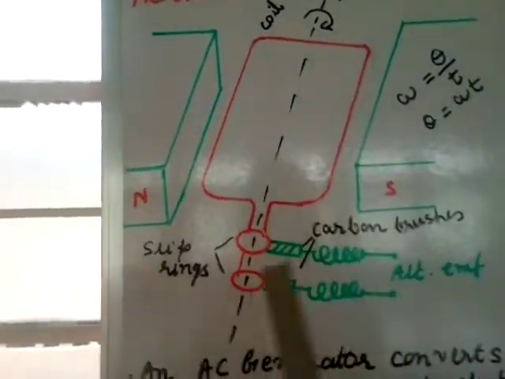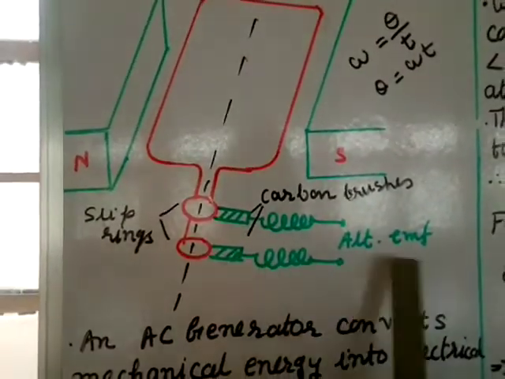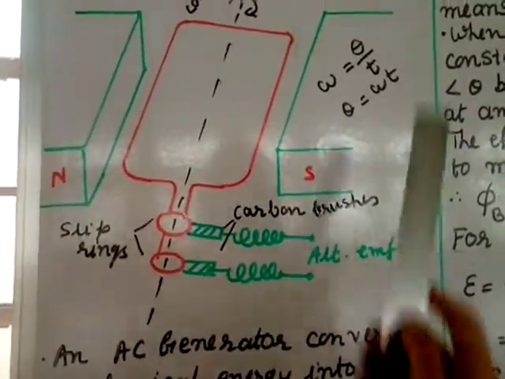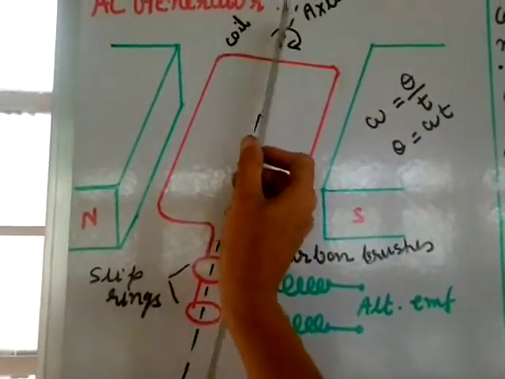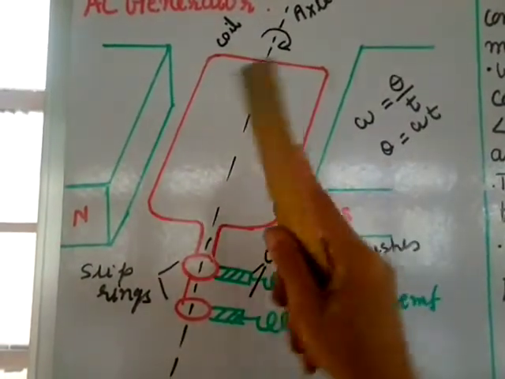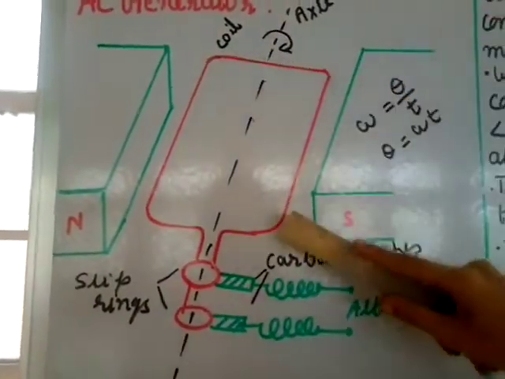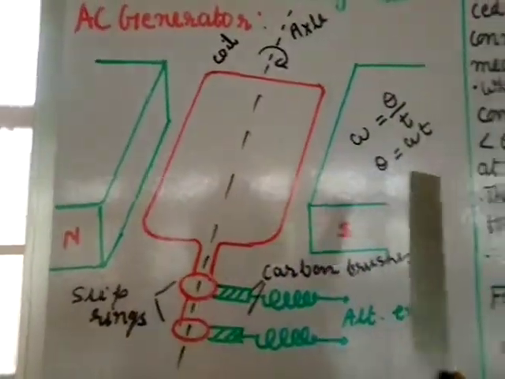The ends of the coil are connected to the slip rings, then carbon brushes, and from there they are connected to the external circuit. Now when you rotate this coil by external means, there will be a change in flux, and the change in flux will create EMF here. So the EMF is created by Faraday's law because of the change in the flux.